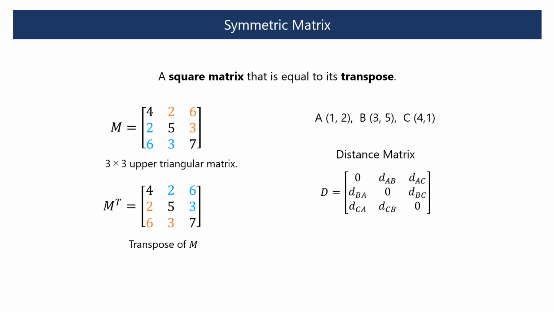Since the distance from A to B is the same as from B to A, DAB equals DBA. The same applies to other pairs. So, this matrix is a symmetric matrix. And so, we need to compute distances for only half of these elements.